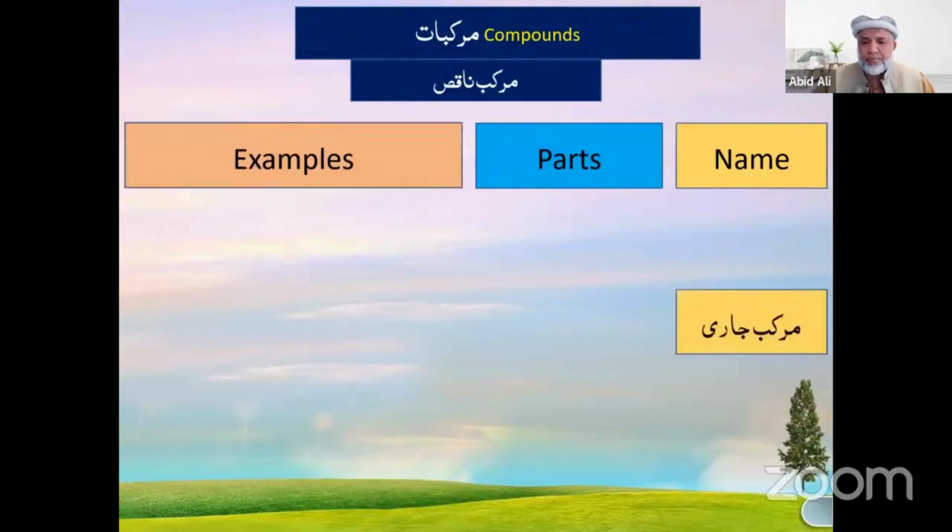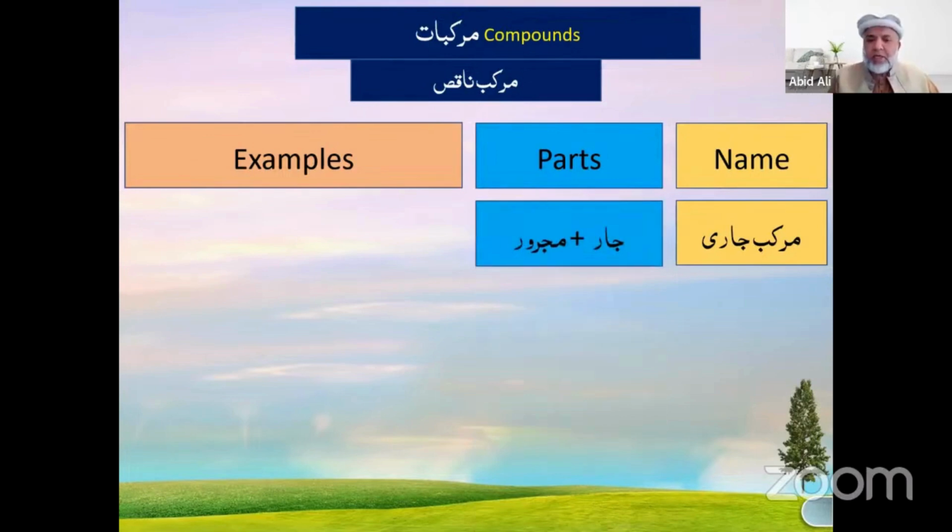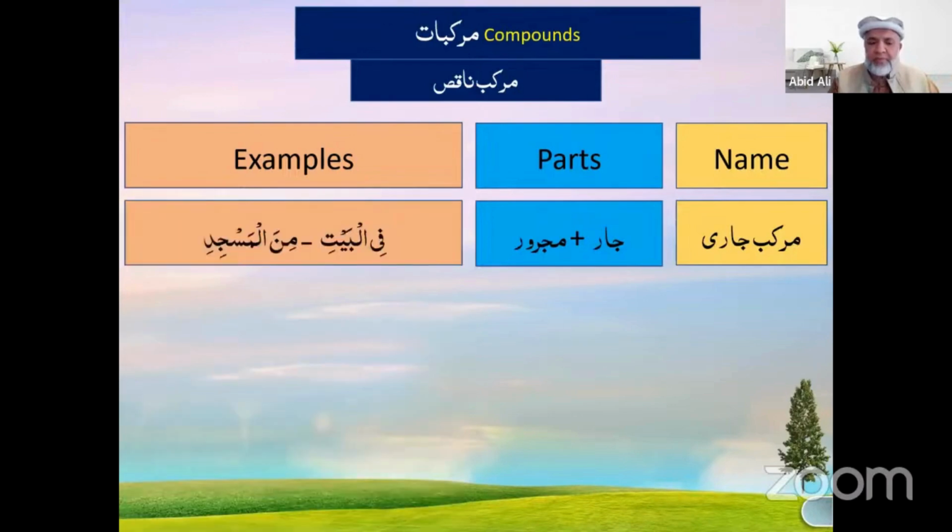For example, one of them is called murakkab jari. Murakkabat have 2 components, and in the murakkab jari, the 2 main components are harf jar and majroor. An example is fil bayti, minal masjidi: in the house, or from the masjid. The words fi and min are known as huruf jar. In plain English, they are known as prepositions.